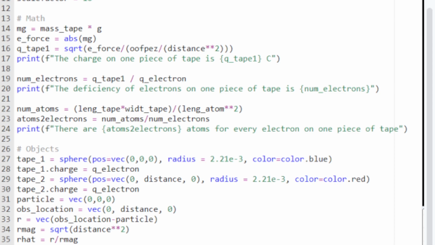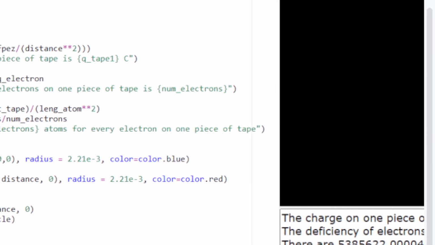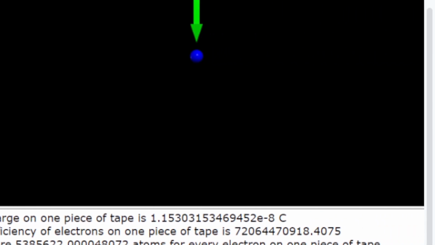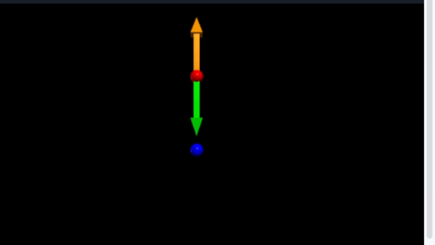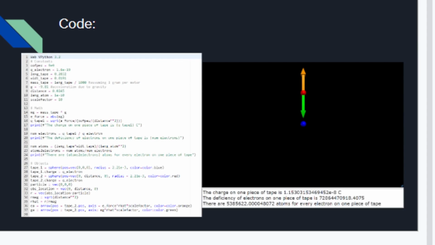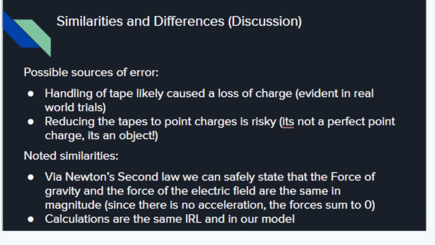In the object section, I just declared the tape 1 and tape 2 as objects, and then plotted the electric field force and the force due to gravity. You can see it on the model to the right. One thing to note about that model is that the magnitude of the two arrows is the exact same, which reflects what we know about Newton's second law. It's pretty cool.